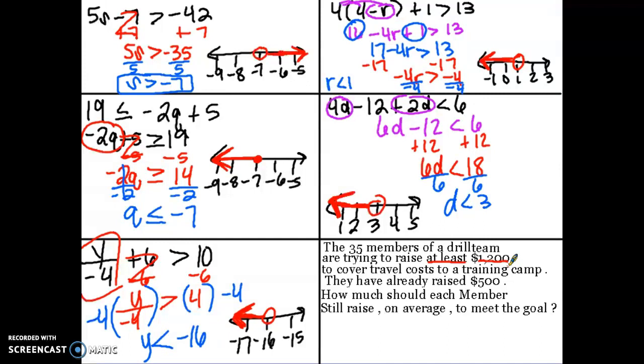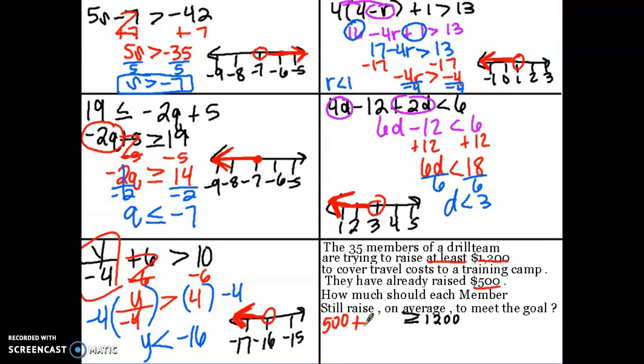So I know that my inequality is going to be greater than or equal to 1,200, because whatever I put over here can equal more than 1,200 or it can be right on 1,200. They just want to have at the very least $1,200. So now I've got to figure out what is going to go on this side. They have already raised $500. So they have $500.